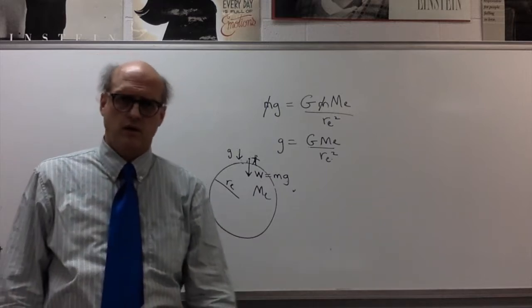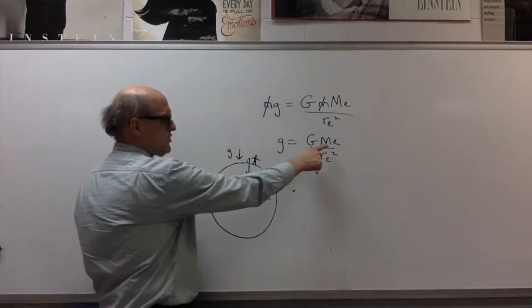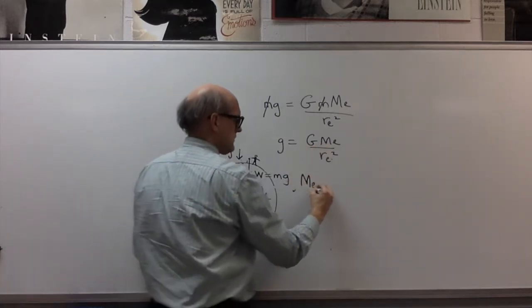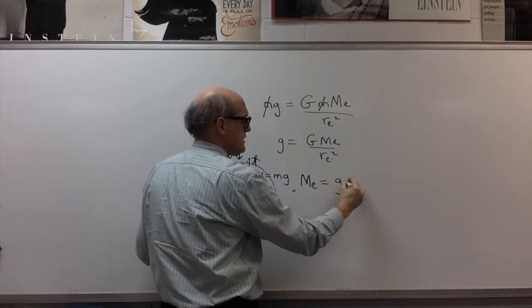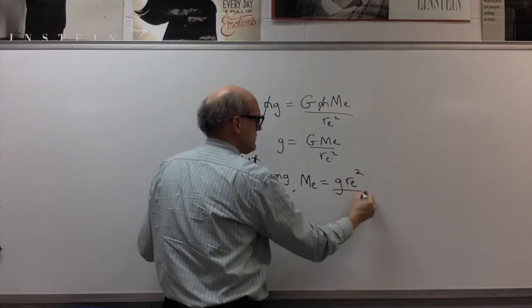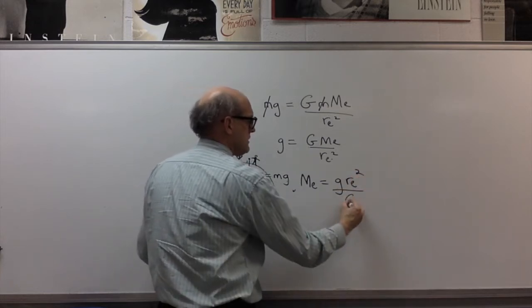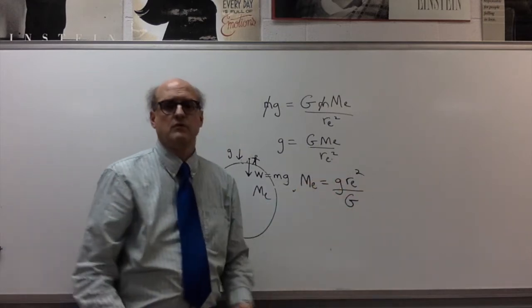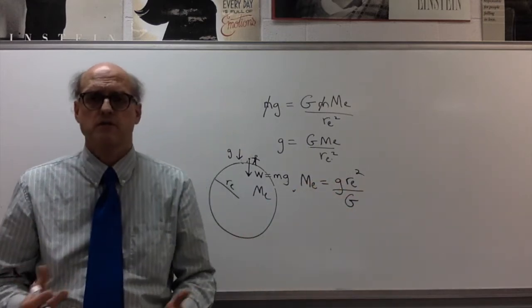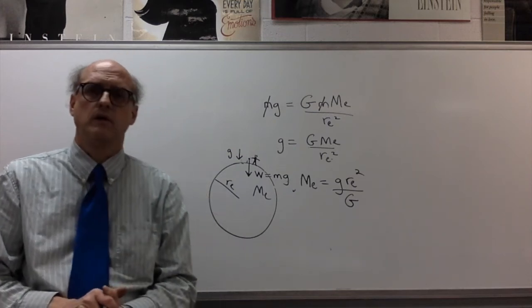So if we solve this equation for the mass of the earth, we get g, the acceleration due to gravity, times the radius of the earth squared, divided by the universal gravitation constant. And if we put the numbers in, we get the mass of the earth, which is about 6 times 10 to the 24th kilograms.